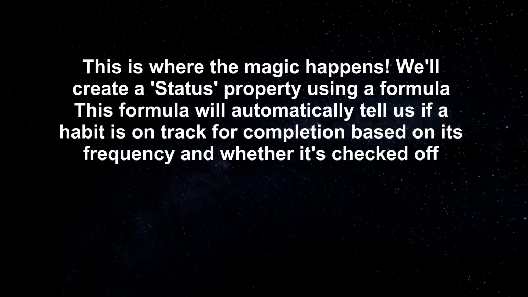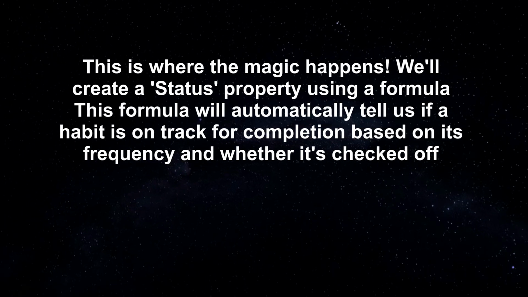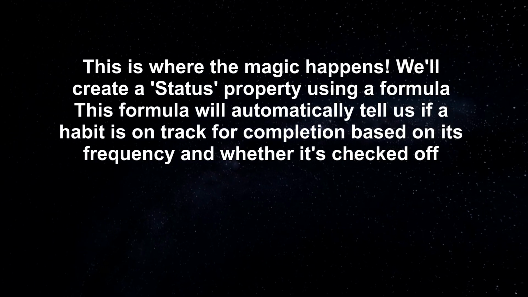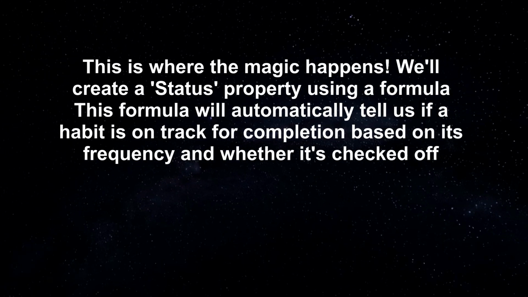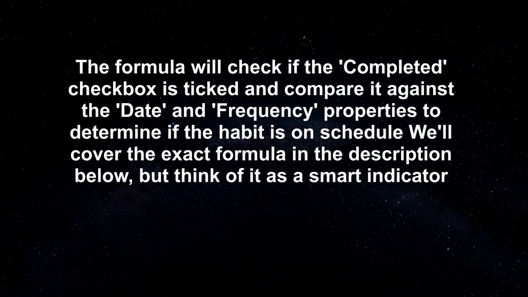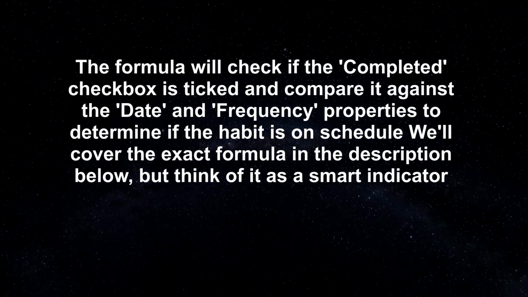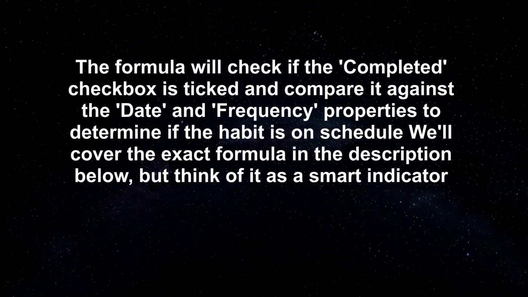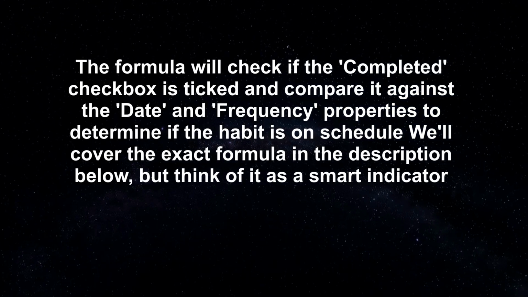This is where the magic happens. We'll create a status property using a formula. This formula will automatically tell us if a habit is on track for completion based on its frequency and whether it's checked off. The formula will check if the Completed checkbox is ticked and compare it against the date and frequency properties to determine if the habit is on schedule. We'll cover the exact formula in the description below, but think of it as a smart indicator.